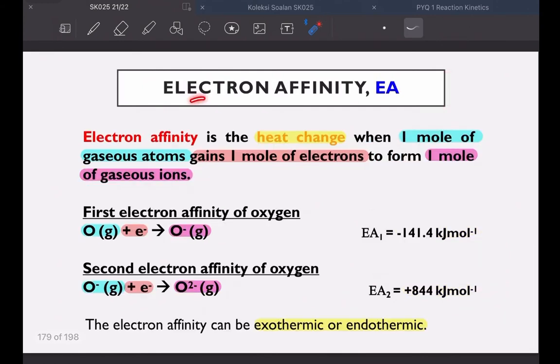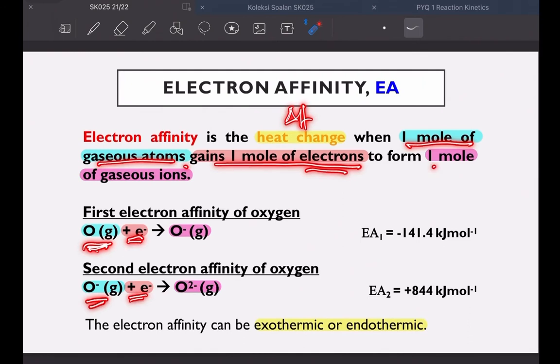Next, we have electron affinity, or EA. This is the opposite of ionization energy. Affinity means you want, you like, you attract electrons, alright? So it is the heat change, okay, when one mole of gaseous atoms gains one mole of electrons to form one mole of gaseous ions, alright?